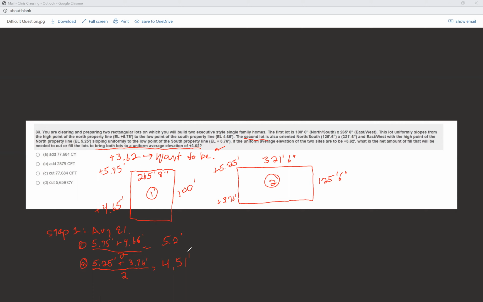So step 1, we found the average elevations. Now our next step is to find whether we need to cut, which is remove dirt from these lots, or if we need to add dirt or fill to these lots.